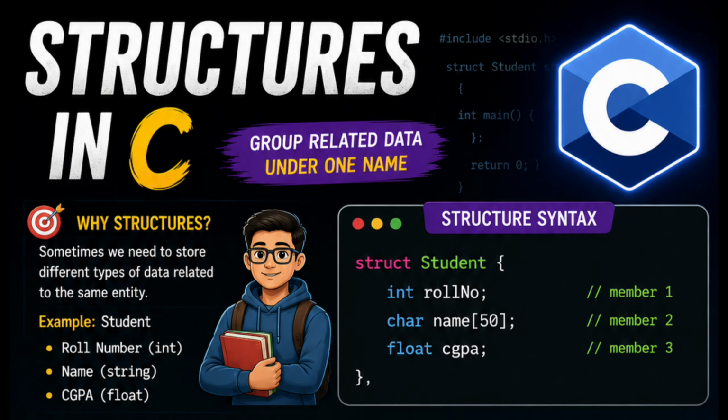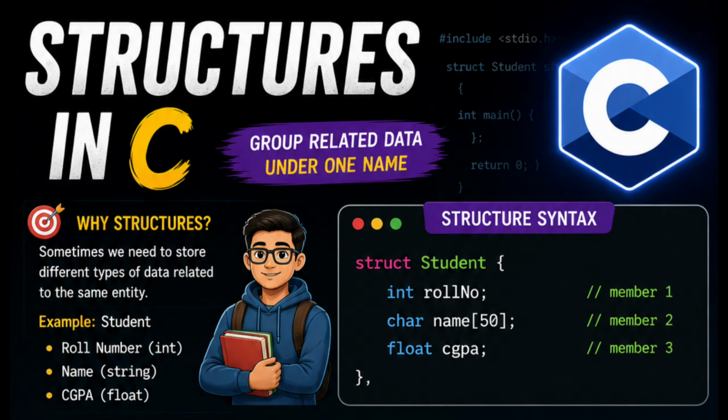Sometimes we need to store different data types related to the same entity. Consider an example like a student. Whenever we need to store the student data, we want different data types, like int for roll number, char for name, float for the points like CGPA or SGPA. So different data types are required to store the data of the student. By using structures, we can store all this data under a single data type.